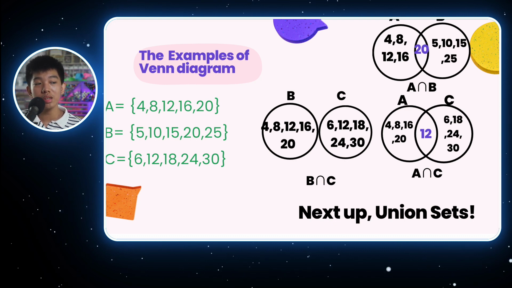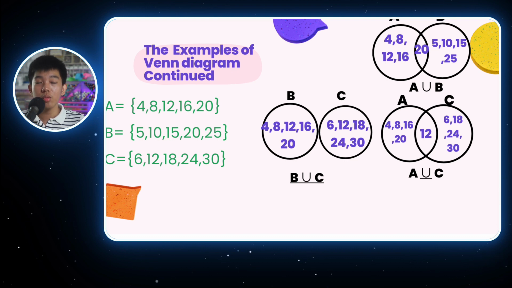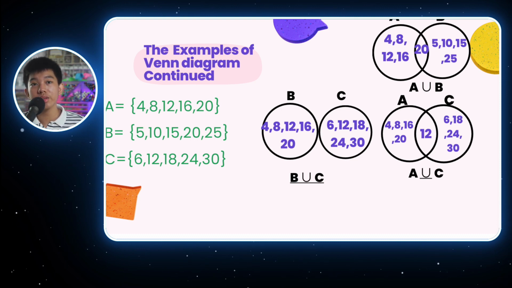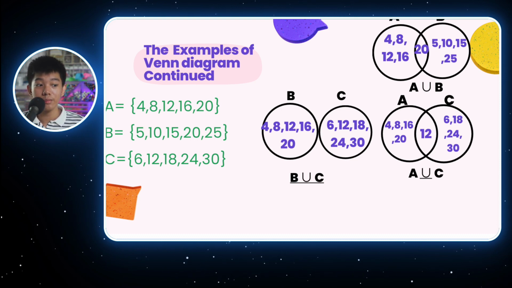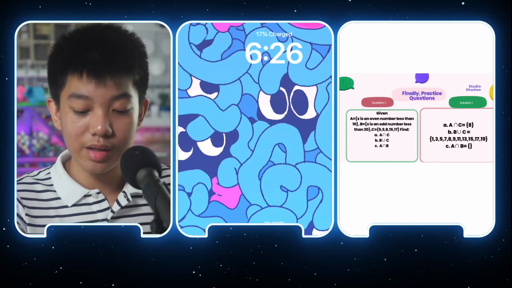But because A, B, and C don't have the same elements, they're just two separate circles with their own elements. Now, if you want to make a union, it's simple. All you have to do is highlight all the numbers in both sets to represent that they're all part of the same set. And also make sure to follow the intersecting rules if there are similar elements in both. And now we get to the questions. Let's begin.